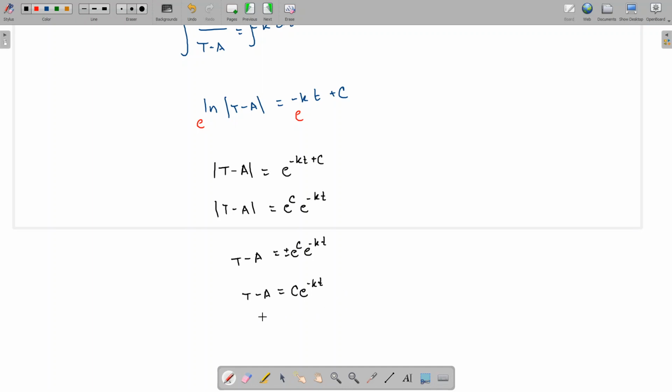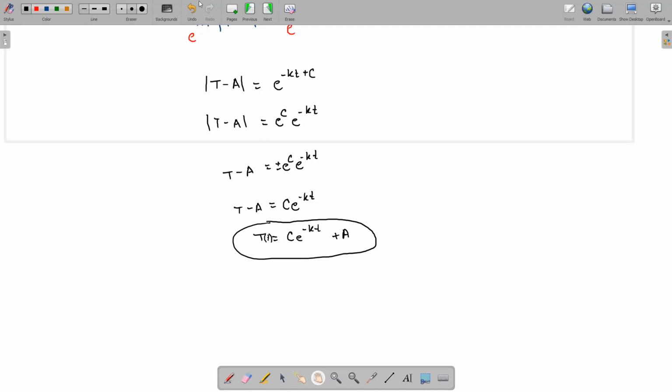All right, and then we can add the a to the other side. So T is equal to c e to the negative kt plus a. And so that is our solution. This is now a function of just t. That is the general solution.